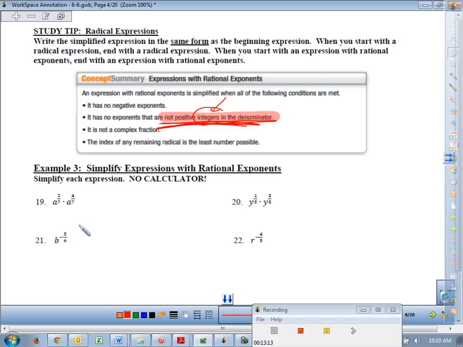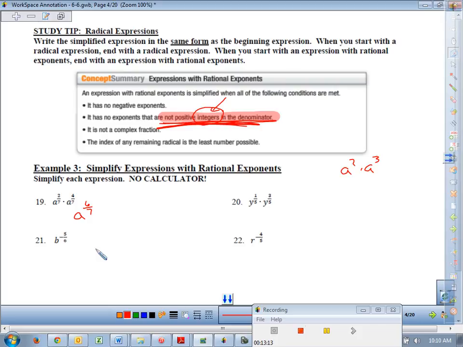So this is the same base. What would you do with those exponents, my friends? If you had a squared times a cubed, what would you get? A to the 5th. What did you do with those exponents? Add them together. Let's add these. Oh, they're fractions. Well, do they have a common denominator? So this is really a to what power?